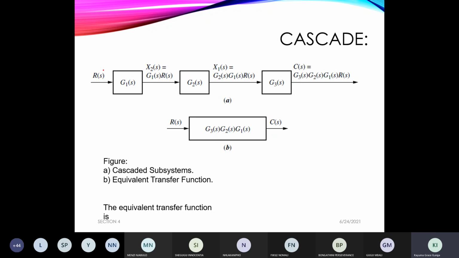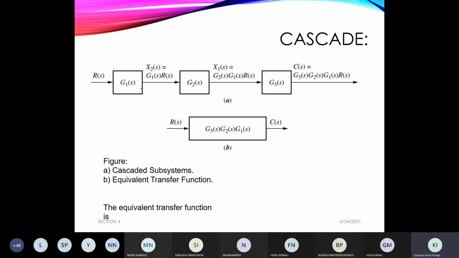So we have this is the input R(S), and we have this is the first block diagram, and this is the second block diagram, the third block diagram. So if they ask you to find the equivalent transfer function of this block diagram, you know that because they are in series, the equivalent transfer function must be the multiplication of G1 of S times G2 of S times G3 of S. So this will be the equivalent transfer function of your block diagram.